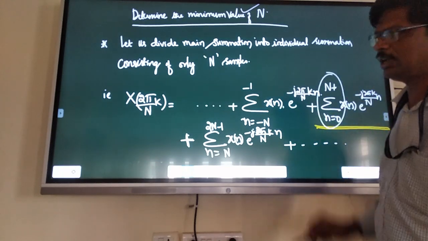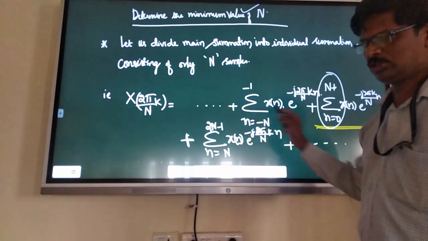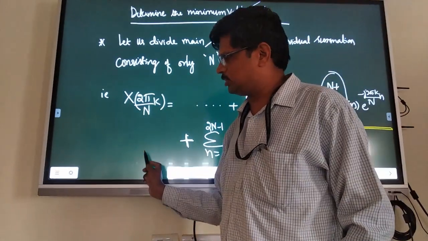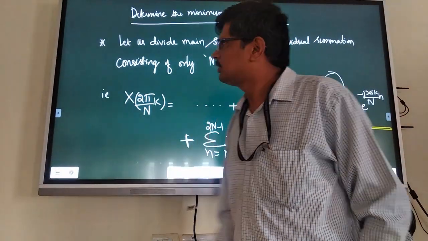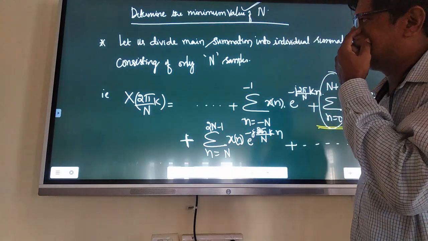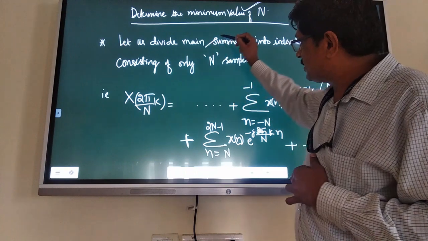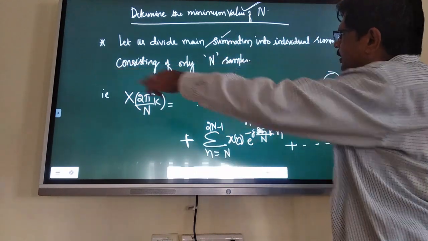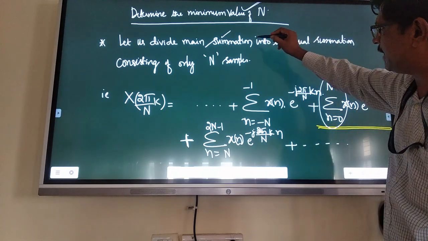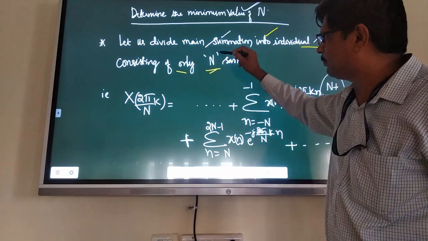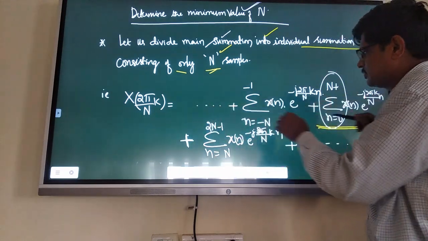N may be required between 0 to 2 pi or 2 pi to 4 pi or this side, again 0 to minus 2 pi. To find the minimum value of n, with the standard expression, what should we do? Let us take the main summation of X of omega from minus infinity to plus infinity and divide it into individual summations consisting of only n samples. We want only n samples.